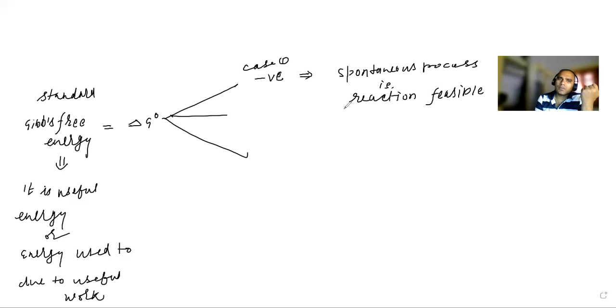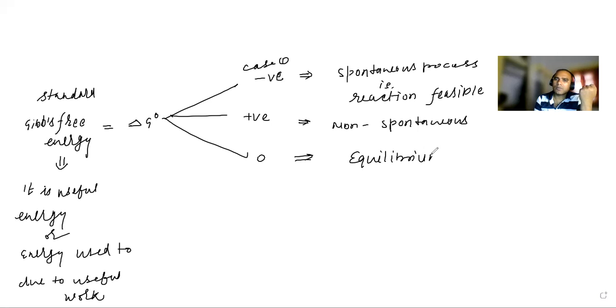Now if we talk about a positive value, it says that the process is non-spontaneous. It is not going to be spontaneous, that is, thermodynamically not feasible. So that is simply non-spontaneous. Now the last one is that it can be zero, and zero indicates the equilibrium condition, that is, the reaction is at the equilibrium state.